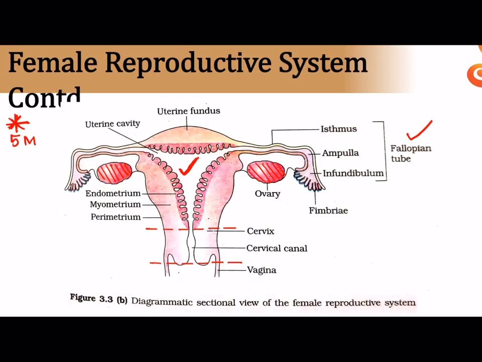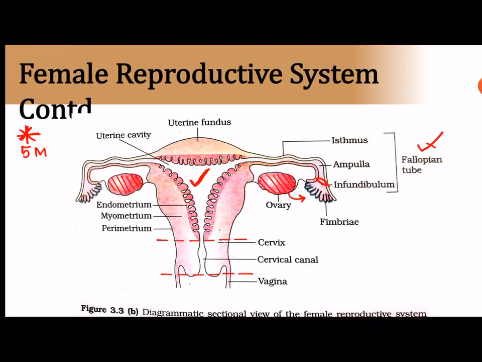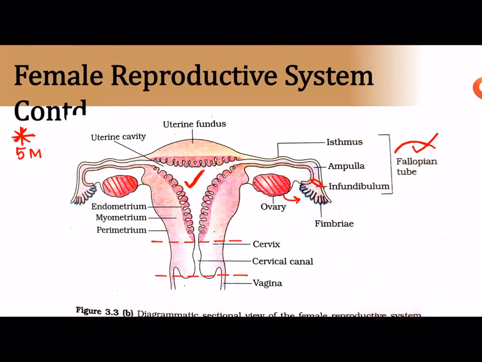So there's one ovary on each side of the uterus in the lower abdominal cavity. Now very close to the ovary, notice there is a funnel-like portion here. This funnel-like portion is referred to as the infundibulum. Please remember, I'm talking about the parts of the fallopian tube. So we have this funnel-like portion which is called the infundibulum.